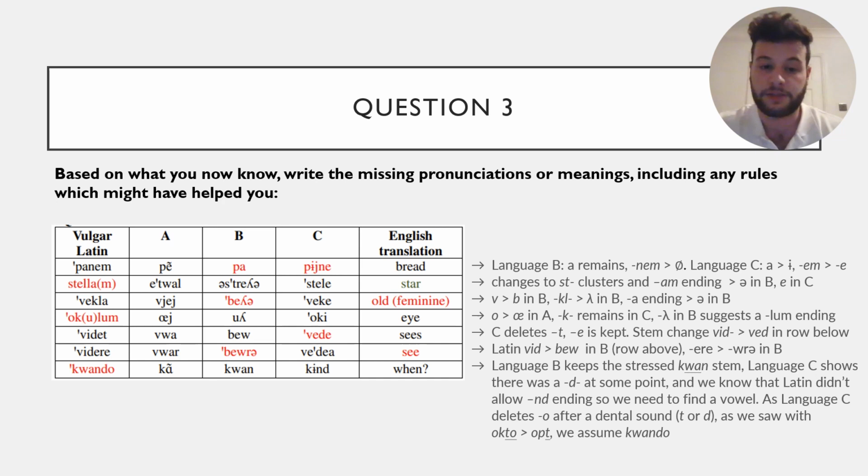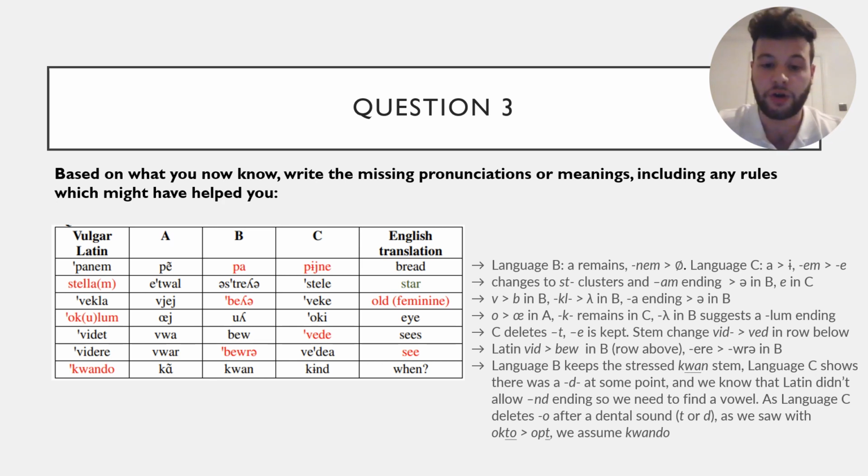When it came to beja, this how vekla changed in the third row, I knew that it was old feminine because we saw old masculine already in the previous table, and I knew that V becomes B in language B. And we also have this schwa and lambda combination. We know that the schwa, at least in adjectives, tends to translate to a KL cluster, and we know that these m endings are normally for nouns. I didn't write that here, but it's something to keep in mind. Word categories tend to be important when you're making these decisions.